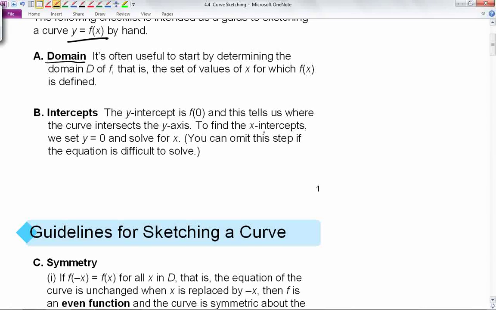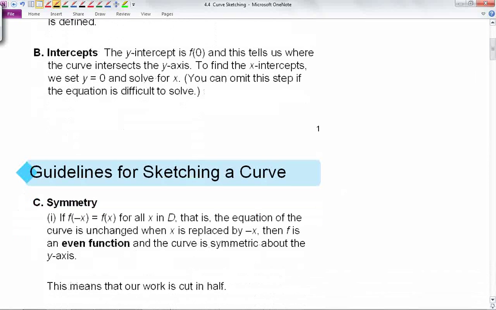A function can only have one y-intercept, because it has to pass the vertical line test. It can have multiple x-intercepts, however. In fact, it can have an infinite number of x-intercepts. To find the x-intercepts, we set the function equal to 0 and solve for x. And if we have a function that's difficult to solve or perhaps even impossible, then we just skip that step and don't worry about the x-intercepts. But if we can find them, they are helpful to find.